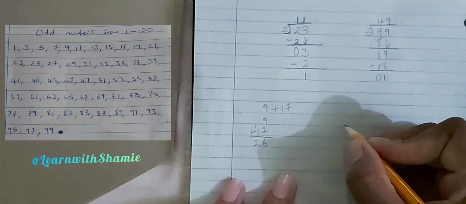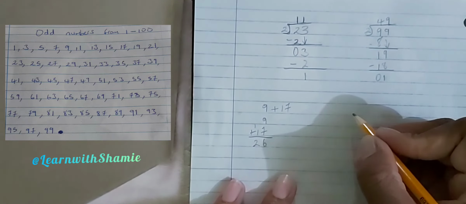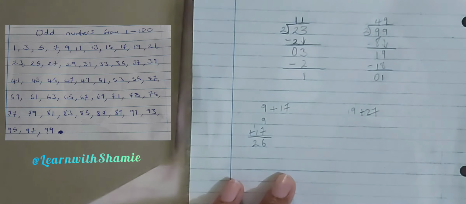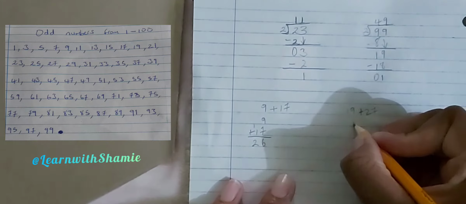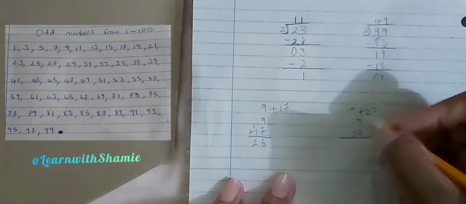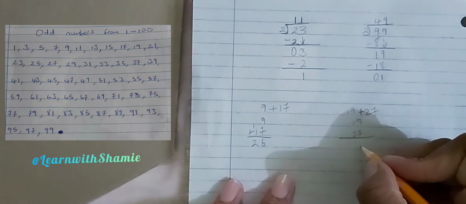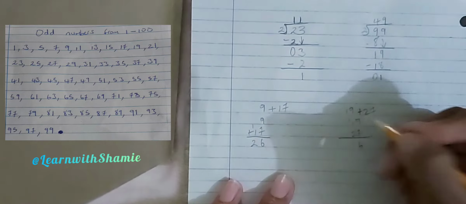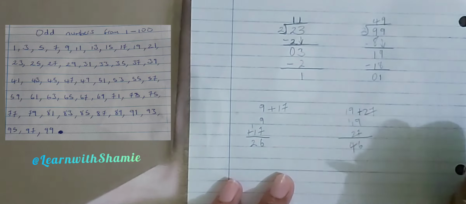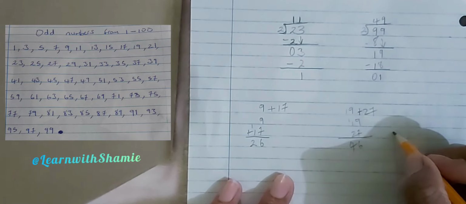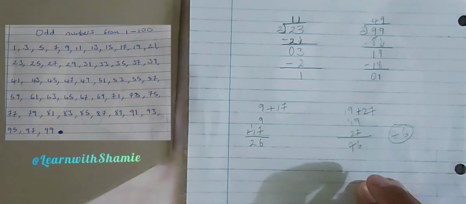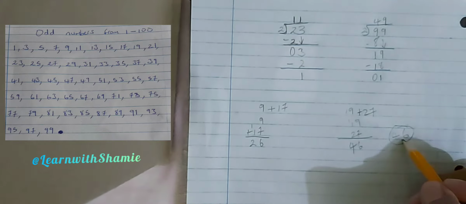I'm going to do another 2 odd numbers. We're going to do 19 and 27. So let's add them. 7 plus 9 is 16, 6 carry 1. 2 plus 1 is 3, plus 1 is 4. So there you have it, it's always going to be even. 46 is an even number. So the sum of two odd numbers will always give an even result.